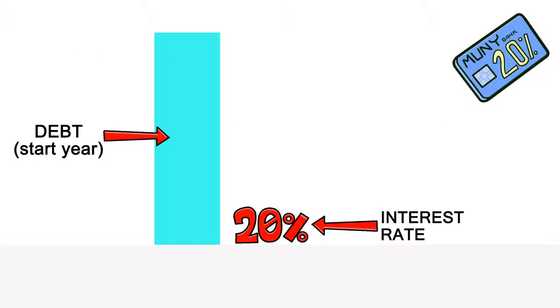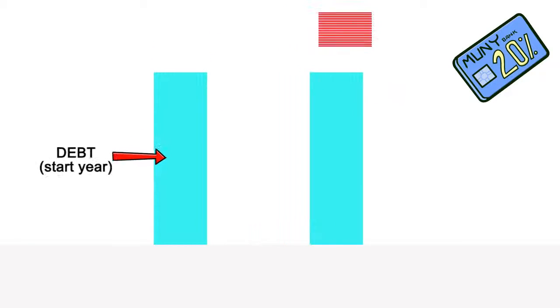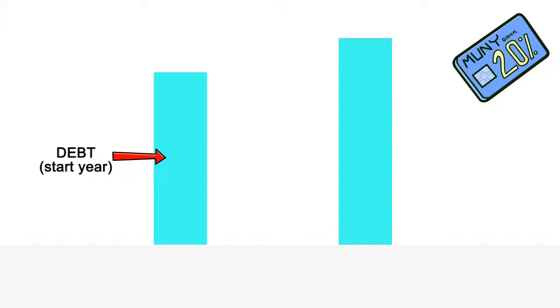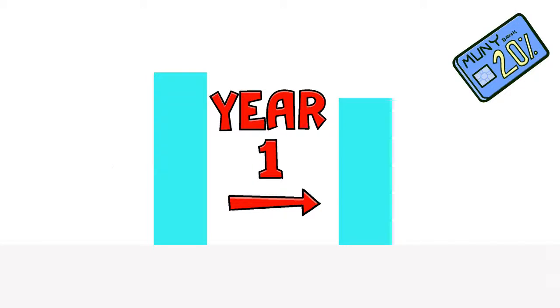Let's say you borrow some money at a 20% interest rate and you make a payment at the end of every year. During the first year, 20% interest is added and your debt grows bigger. When you make a payment at the end of the year, the money you pay is knocked off your debt, which becomes smaller. During the second year, 20% interest is added again.